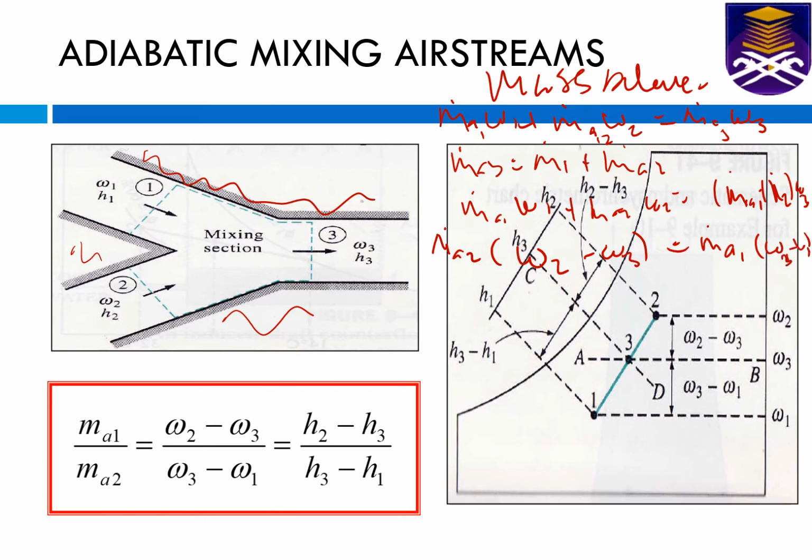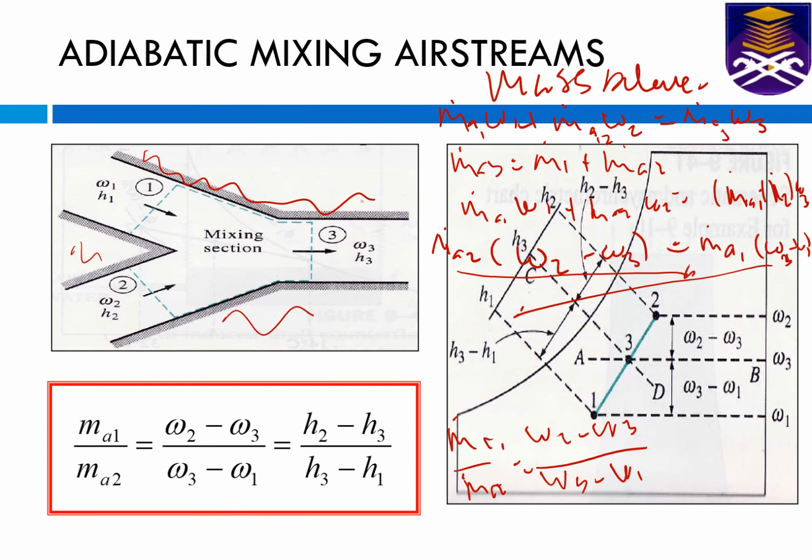Okay, so if you go down there and then come down here, then m dot A1 over m dot A2 equals (omega 2 minus omega 3) over (omega 3 minus omega 1). So you don't have to remember the equations. What you have to remember is this mass balance and as well the energy balance. So this is omega 2, this is omega 1, then omega 3 is in between. So this is the difference.